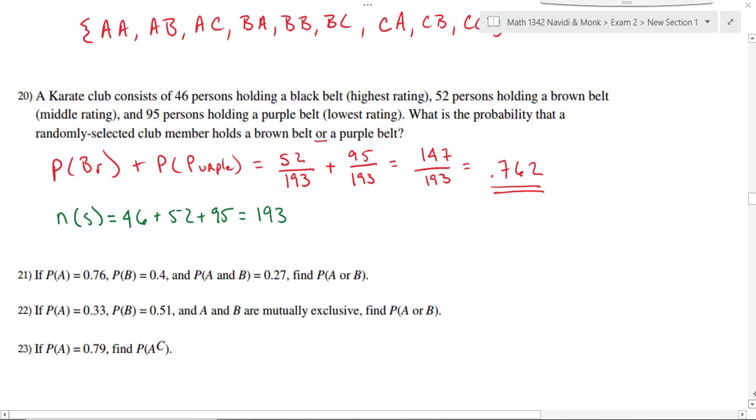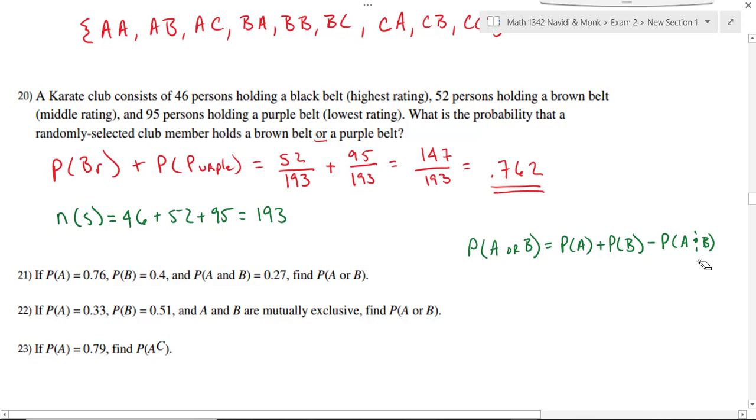Number 21. If the probability of A equals 0.76, the probability of B equals 0.4, and the probability of A and B equals 0.27, find the probability of A or B. You should have a formula on your formula sheet that says the probability of A or B is equal to the probability of A plus the probability of B minus the probability of A and B. This is your addition rule if your elements are not mutually exclusive.